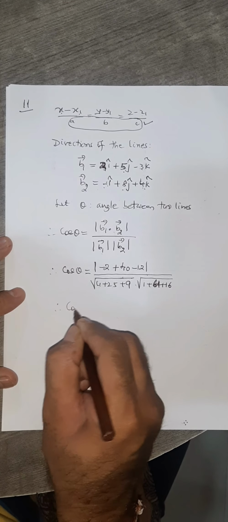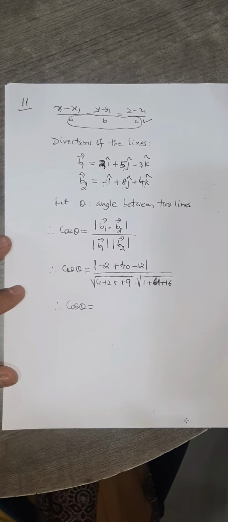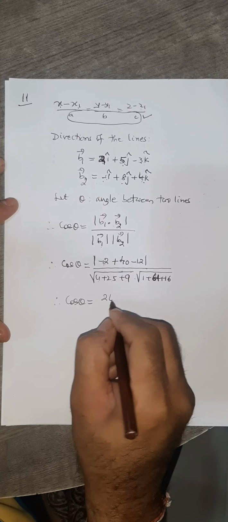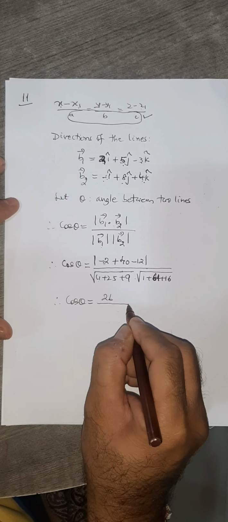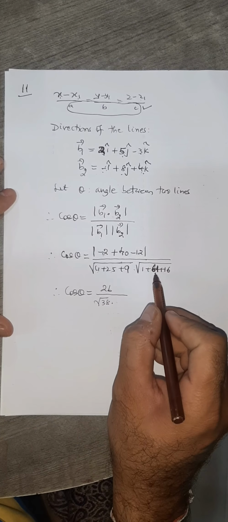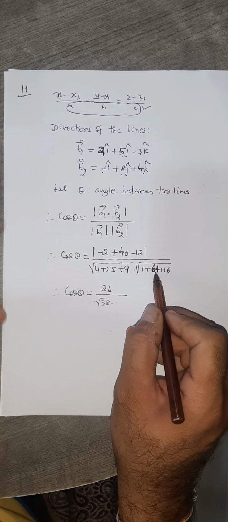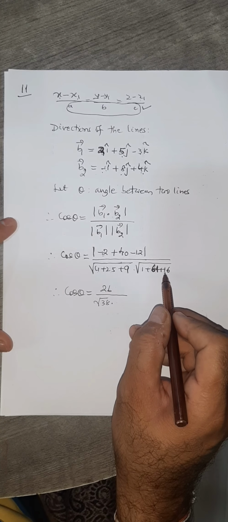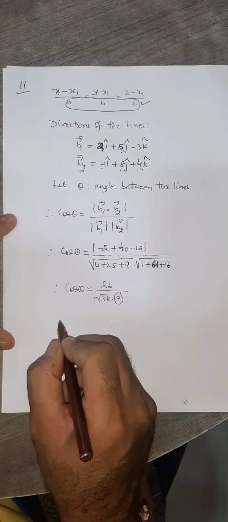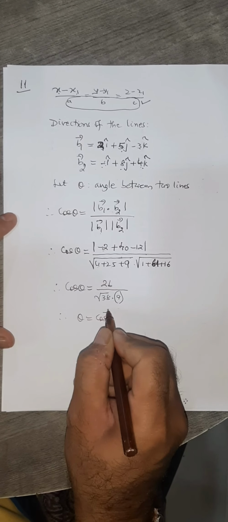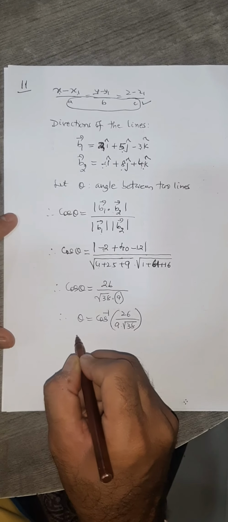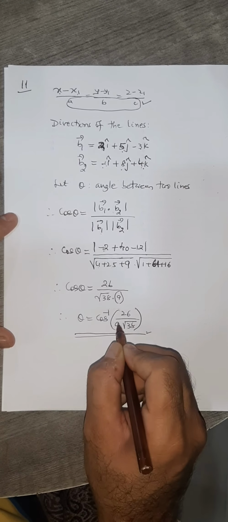Now the question is simplification. So here, the numerator just gives us 26, upon, what about this? This is nothing but root 38. And what is this? This is nothing but 64 plus 16, which is 80, plus 1, so 81, which is 9. So therefore, what is theta here? Cos inverse of 26 upon 9 into root 38. That's the value of theta. It's not a standard value, so we need to keep it in this form.